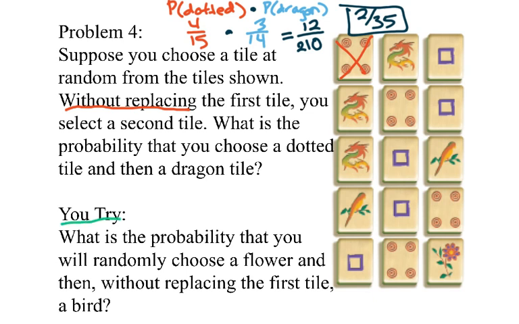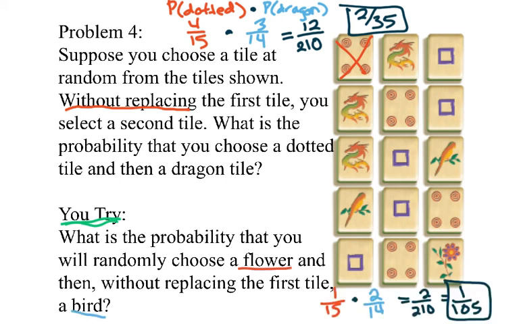All right, go ahead and try the U-try. Pause the video and try the U-try problem. All right, check your answer. You should get 1 out of 105. The probability that we choose a flower is 1 out of 15, times the probability that we choose a bird without replacing. There's 2 birds, but now only 14 tiles. So this will give us 2 out of 210, which would reduce to 1 out of 105.